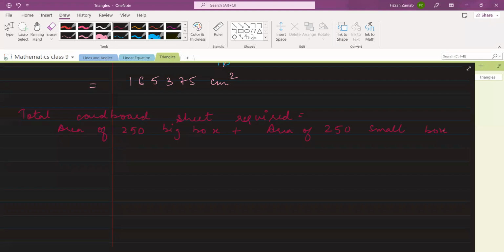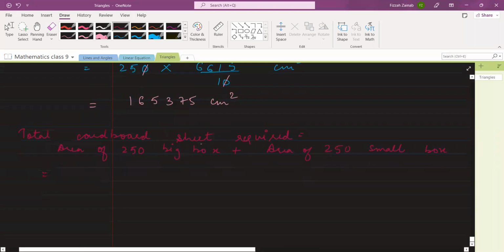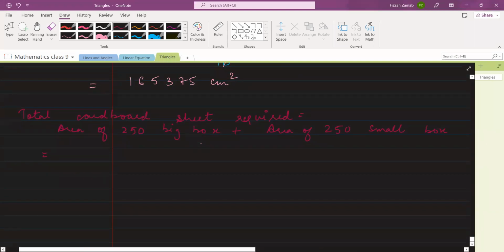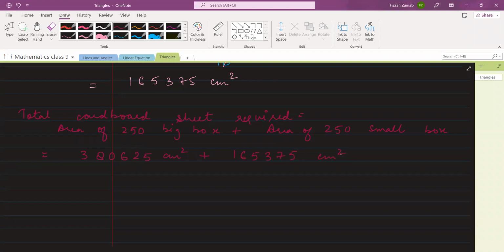So that we have already calculated. Okay, what was that area? Bigger box, it was 380625 centimeters square, right? And the smaller we have just found, 165375 centimeters square, right? Now add them. I hope I have written it correctly. The first one, please check, 380625.